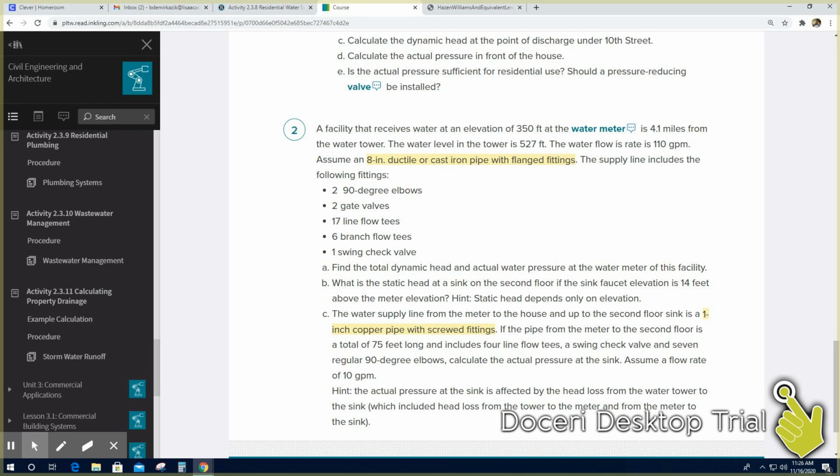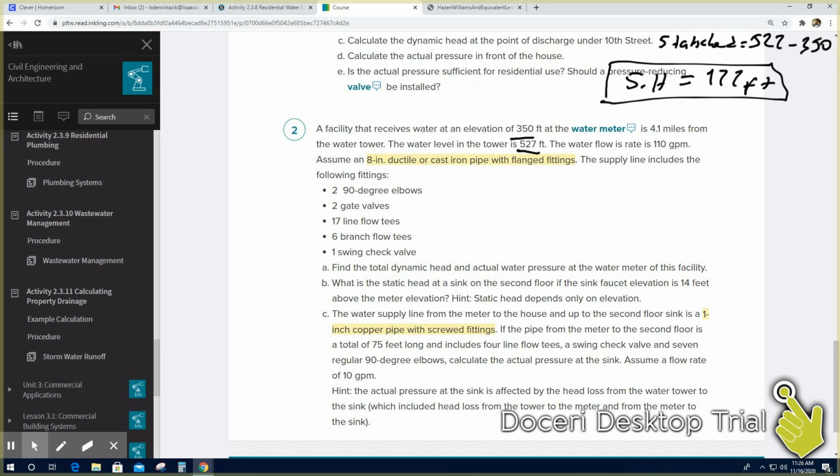First, we need to calculate the static head. The formula says elevation of the water tower minus elevation of the meter. The elevation of the water tower is 527 feet, and the elevation of the meter is 350 feet. So the static head is 527 minus 350. The answer is 177 feet. This is the static head.